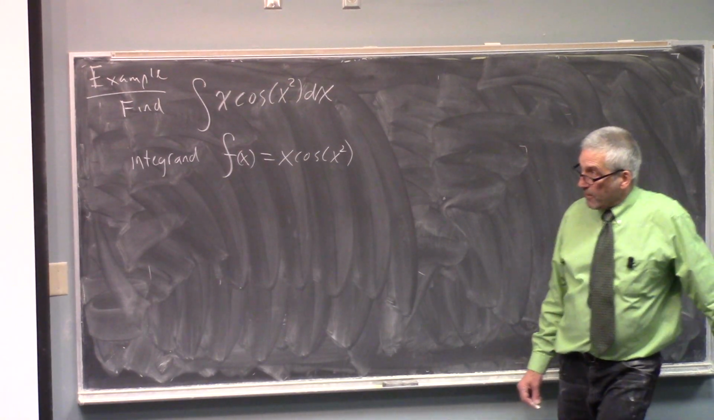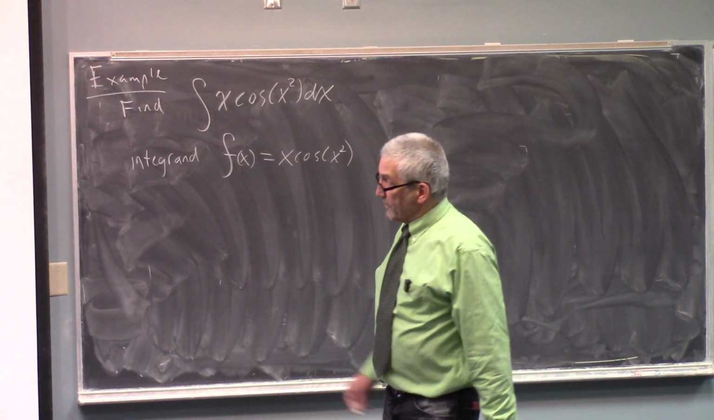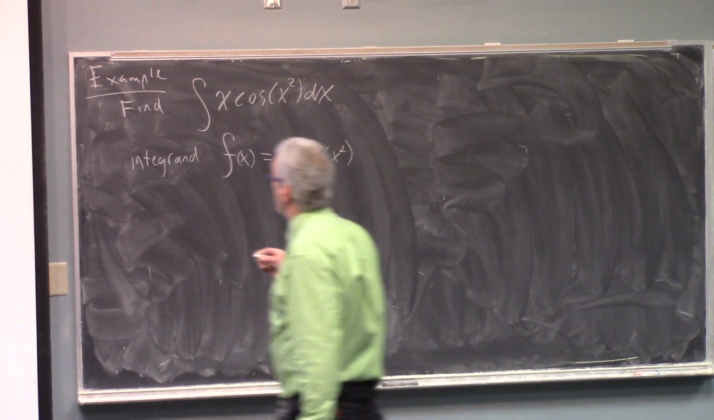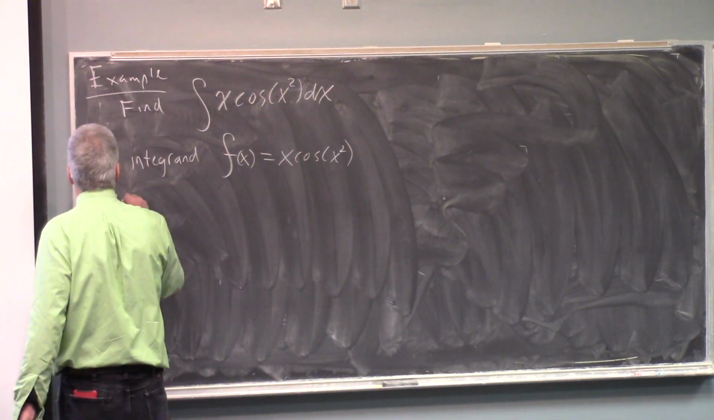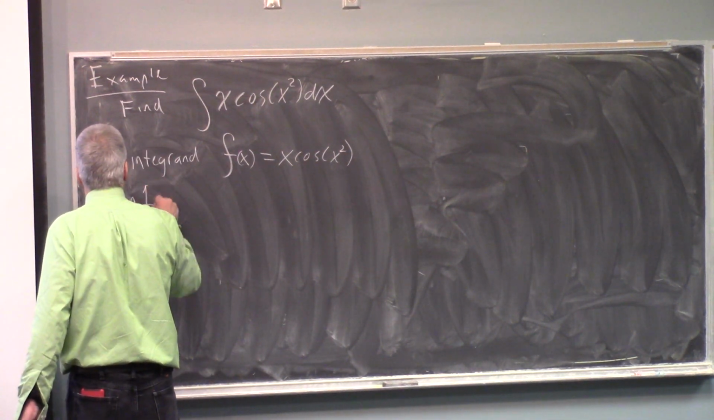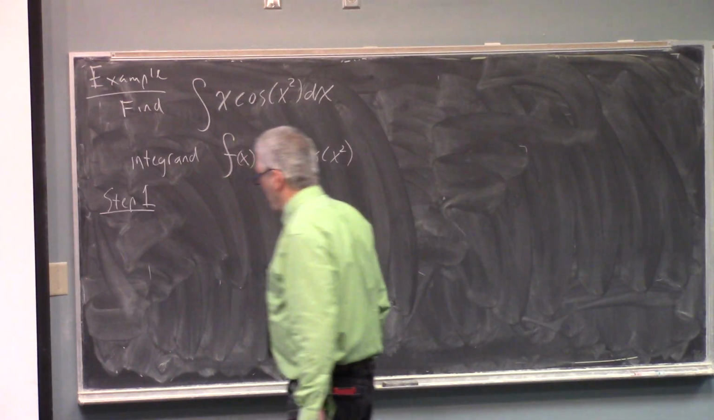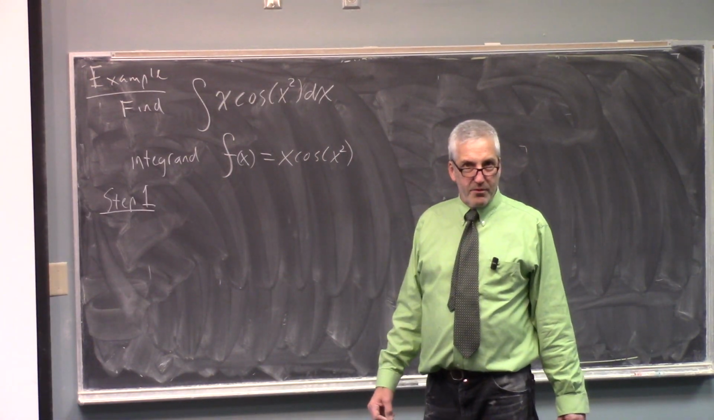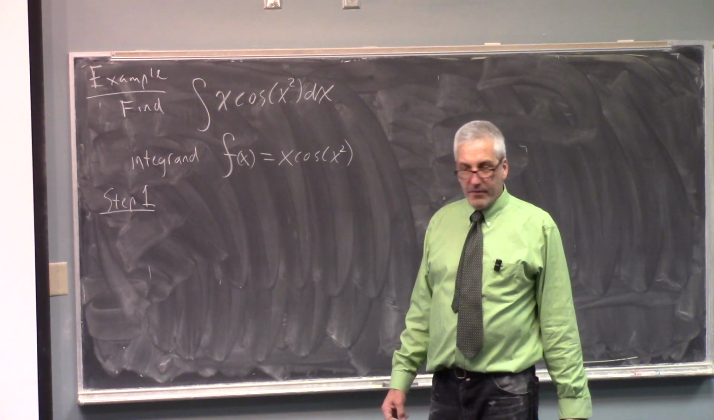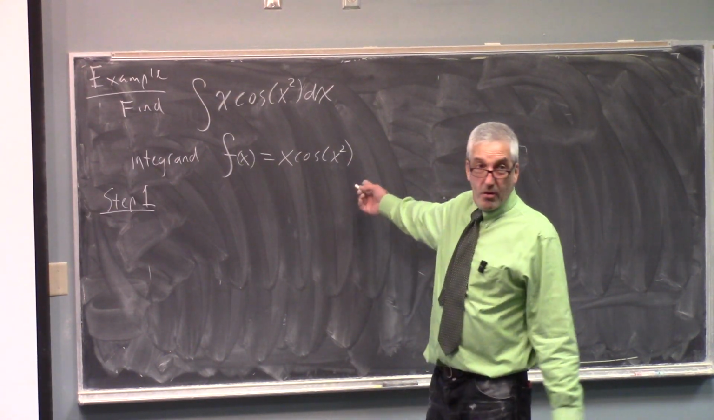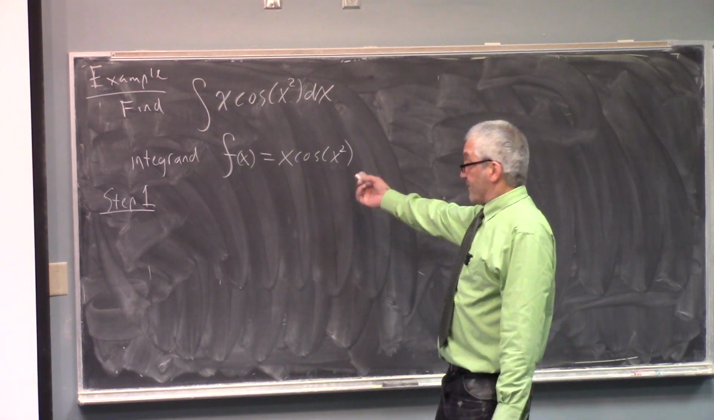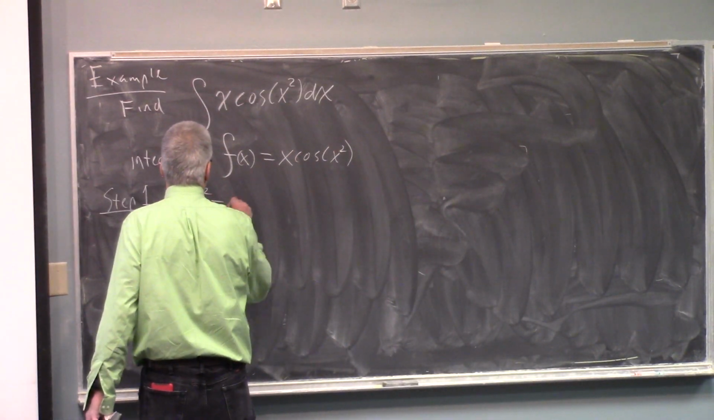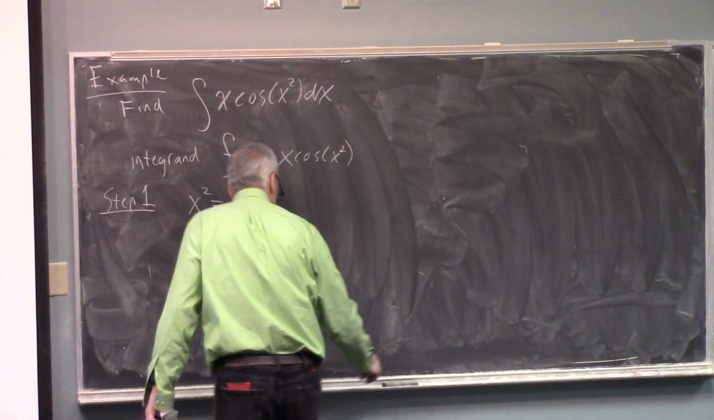So let's just follow the steps. Step 1, identify the inner function and call it u. Well, the inner function is the inner function. It's whatever's in the belly of another function. So there's really no choice about that. X squared is the inner function. So x squared is what we're going to call u. Circle that.